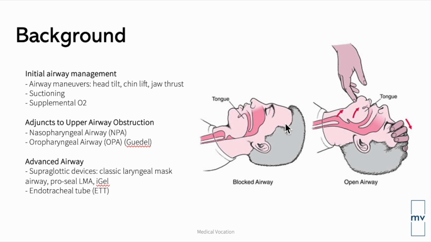Alright, so once we've done that initial assessment, we've done a few basic things for the airways and they're still not looking very good, we can move on to some adjuncts. The first lot that we'll talk about are the adjuncts that help with the upper airway and help keep it from being obstructed. So we've got two there. We've got a nasopharyngeal airway or NPA, and we have an oropharyngeal airway or OPA, also known as the Guedel airway. And then later on we'll talk about more advanced airway techniques. So we've got our supraglottic devices, which are our classic laryngeal mask airway, ProSeal, LMA, also our i-gels. And then the last thing we'll talk about is our endotracheal tube or ETT.